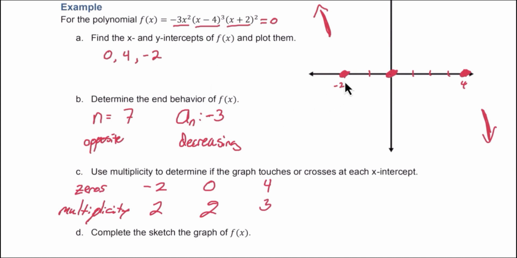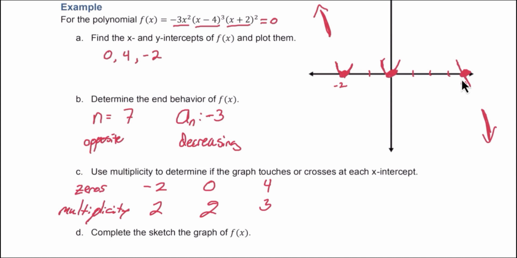The -2 has a multiplicity of 2, which is even, which means it's going to touch the x-axis and turn around at that point. The 0 has a multiplicity of 2 as well. That means the graph will touch the x-axis and turn around at that point. The 4 has a multiplicity of 3, which is odd. That means it's going to cross the x-axis at that point.